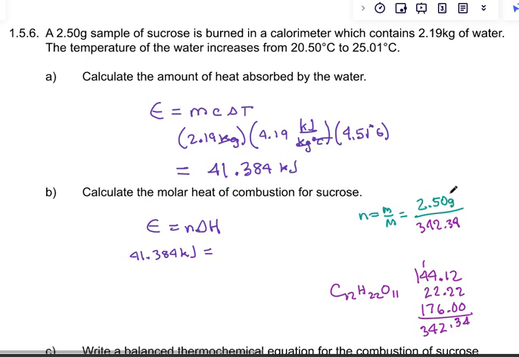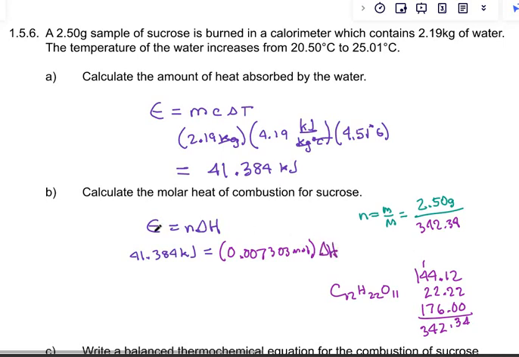2.5 divided by 342.34 gives us 0.007303 moles. You remember in the previous example, I rounded a little too hard, and so my finished answer was off by 0.01, and that bugged me. So you may have noticed I'm carrying a weirdly high number of decimals here. We'll see if we can avoid that happening again.